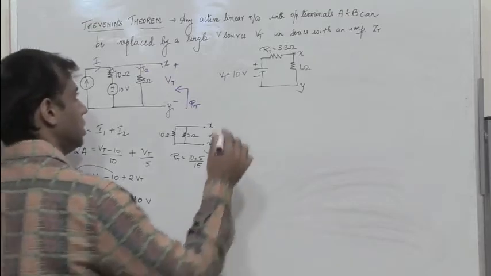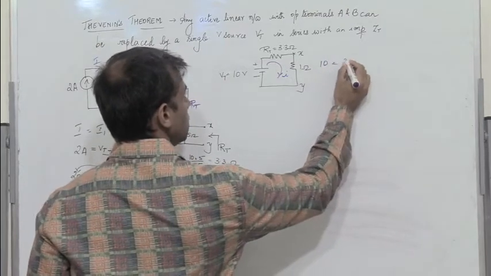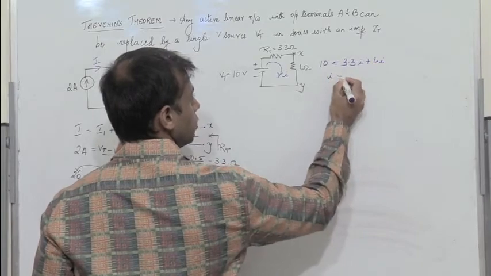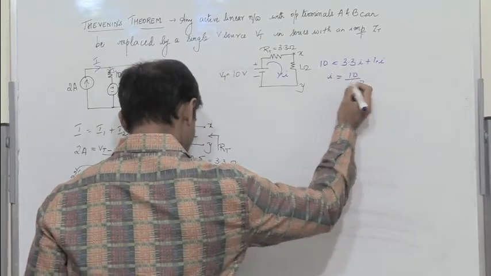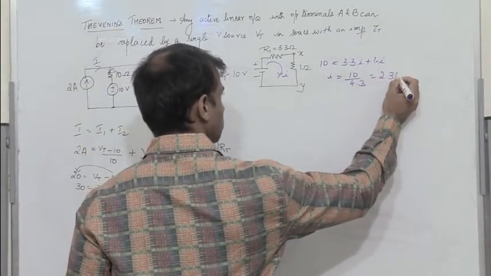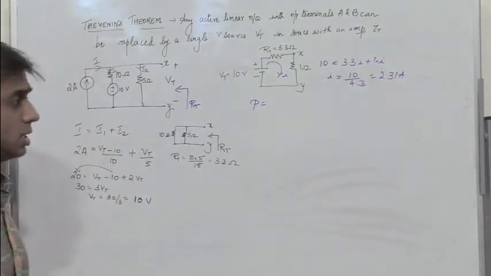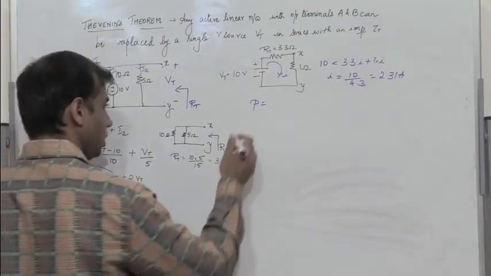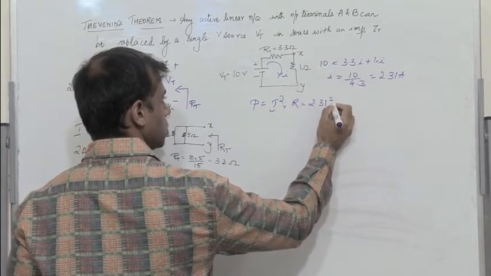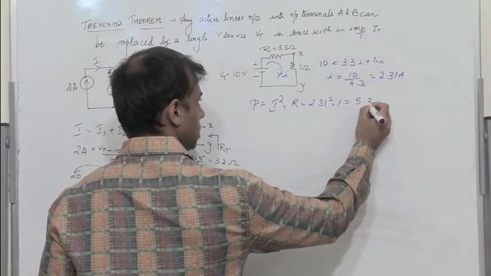Let's assume that there is current I flowing. So we have 10 equals 3.3 into I plus 1 into I. Therefore I equals 10 by 4.3, which is 2.31 amperes. So the power dissipated across 1 ohm is I square into R, which is 2.31 square into R, which is 1. So we get 5.33 watts.